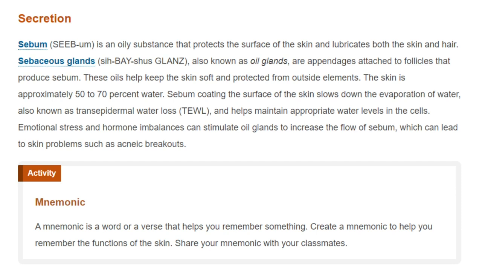The skin is approximately 50 to 70% water. Sebum coating the surface of the skin slows down the evaporation of water, also known as transepidermal water loss, and helps maintain appropriate water levels in the cells. Emotional stress and hormone imbalances can stimulate oil glands to increase the flow of sebum, which can lead to skin problems such as acneic breakouts.